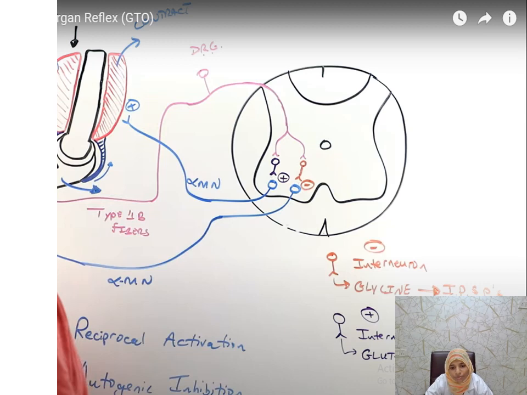So what is the type of interneuron? If the neurotransmitter released by the interneuron happens to be glycine, an inhibitory postsynaptic potential, IPSP, will be generated, because glycine is an inhibitory neurotransmitter. And if the neurotransmitter released is glutamate, glutamate being an excitatory neurotransmitter, we'll have an excitatory postsynaptic potential, EPSP, generated at the postsynaptic membrane.